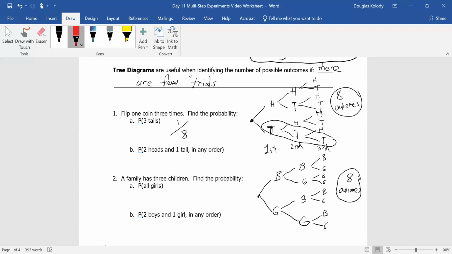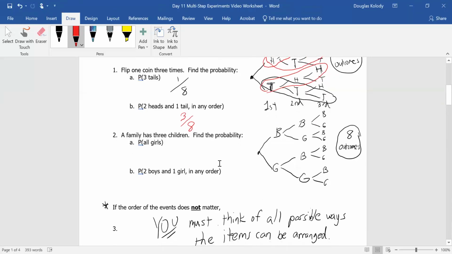2 heads and 1 tail. Let's find the branches that have 2 H's and 1 T. This branch does H, H, T. That's one branch. How about H, T, H, heads, tails, heads? That's a second branch. How about tails, heads, heads? That is a third branch. There are a total of 3 branches that have 2 heads and a tail out of the 8 total branches. That's the beauty of a tree diagram, seeing the possibilities in front of you.